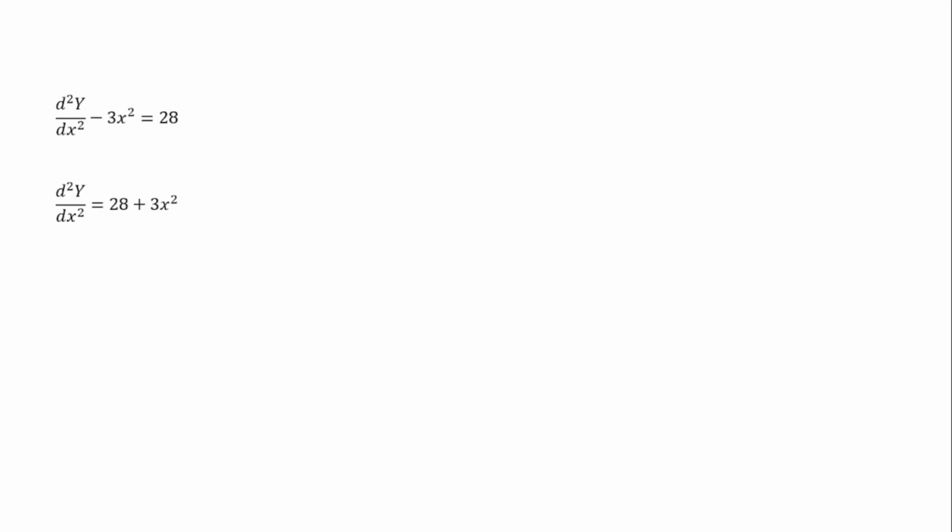To solve this problem, we know you just integrate and you apply your boundary conditions. And if you do that, you're going to get y equal to 14x squared plus x to the 4 over 4 minus 57 over 4 x. This is the actual solution.